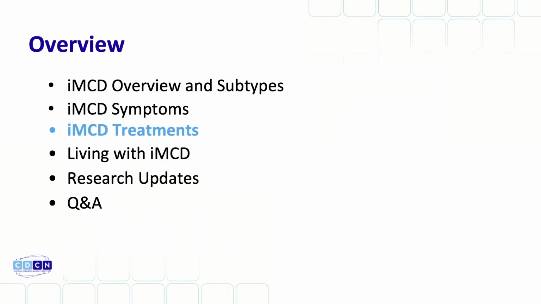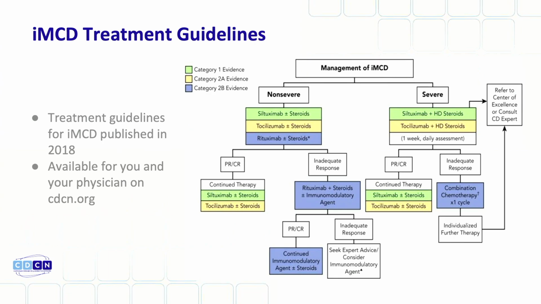Great. So now we get onto treatments, which I think is probably why you guys are all here, and probably the most important reason that CDCN exists. Let's click forward. So we came up with these treatment guidelines a few years ago, and the number one takeaway from our treatment guidelines is that every patient with idiopathic multicentric Castleman disease should receive siltuximab first. Siltuximab is the only FDA-approved drug for idiopathic multicentric Castleman disease, and it's got really, really strong data from randomized controlled trials. It's got really good safety data, long-term data. We should all get siltuximab first.